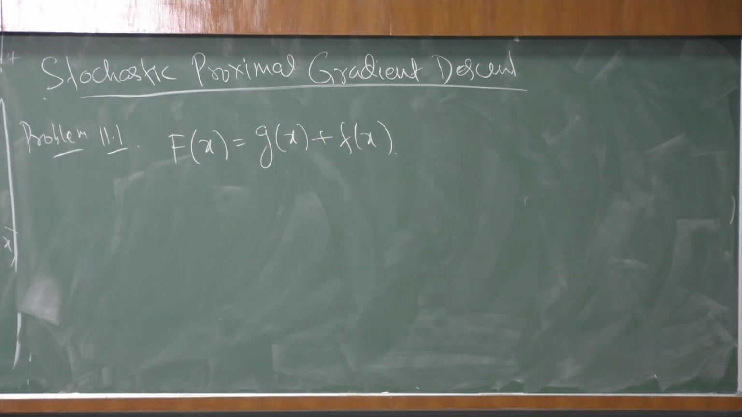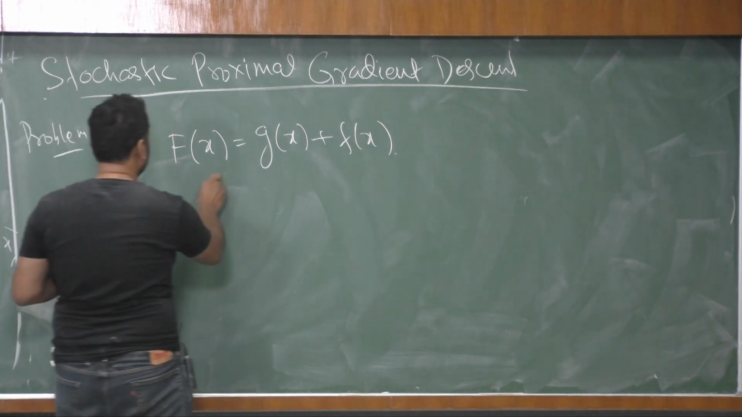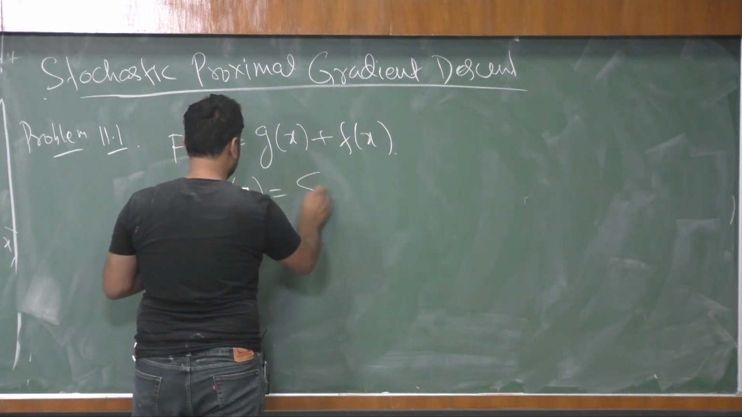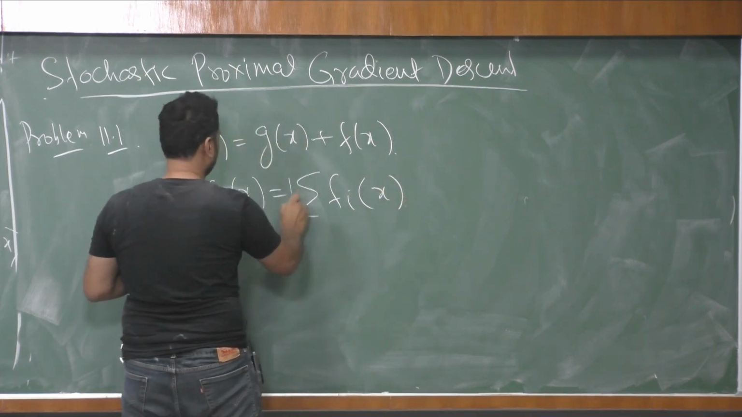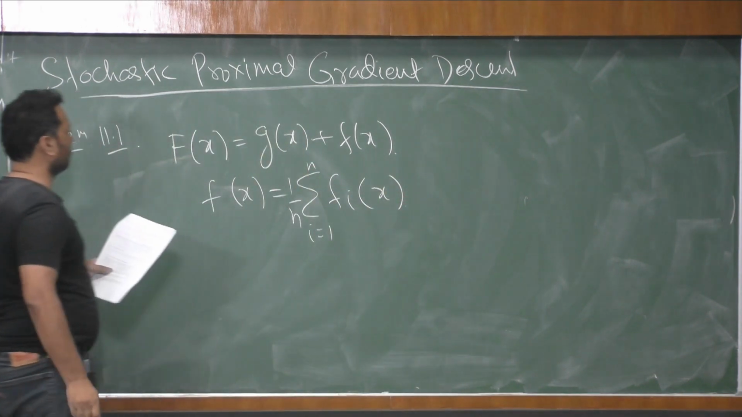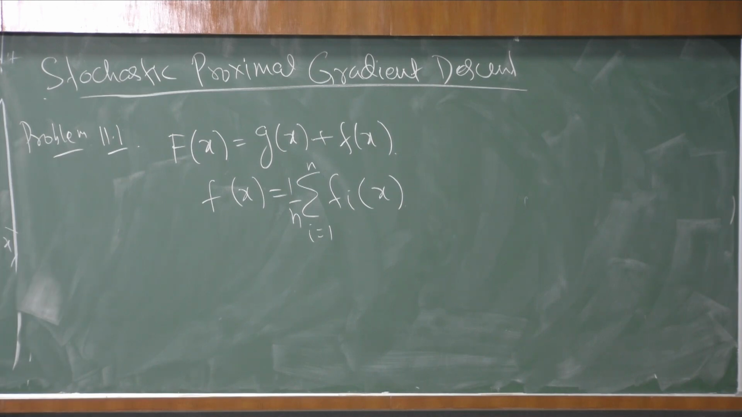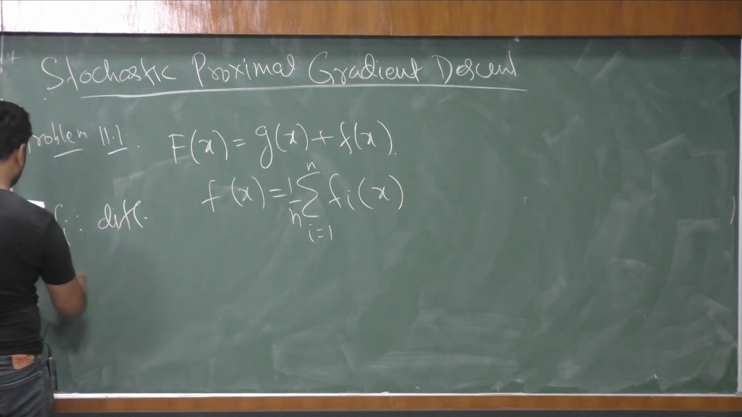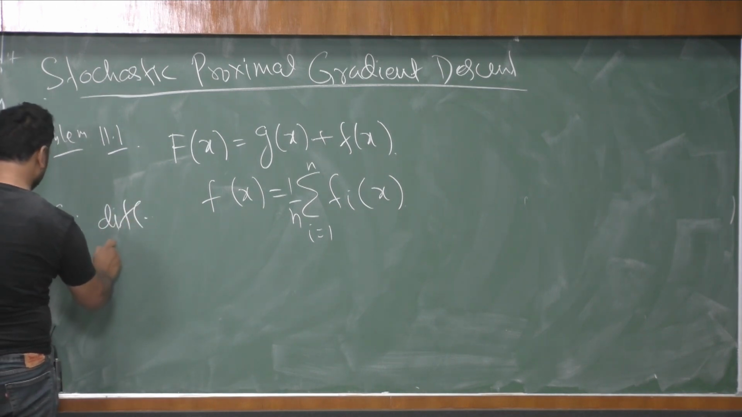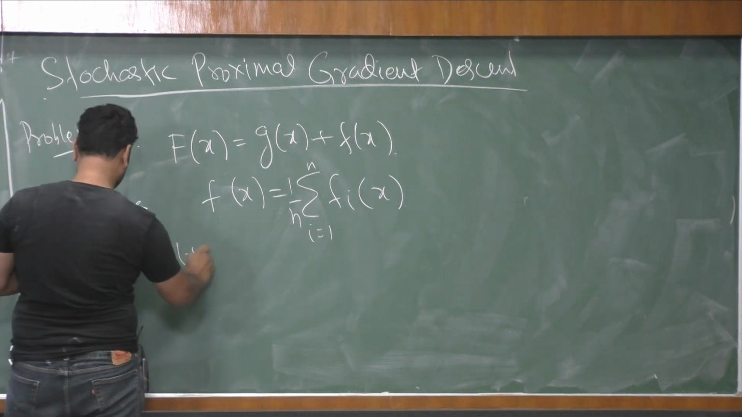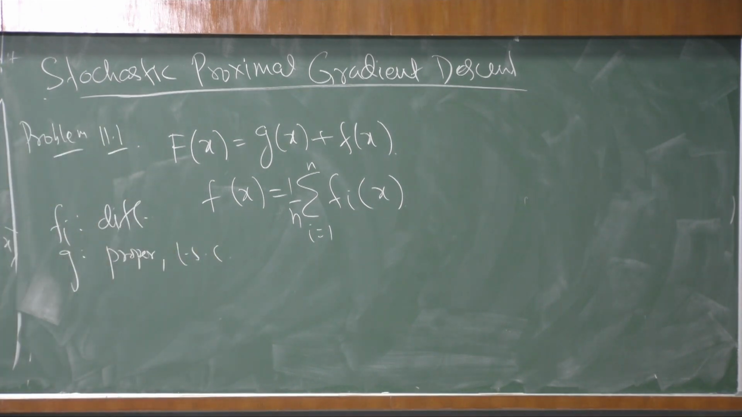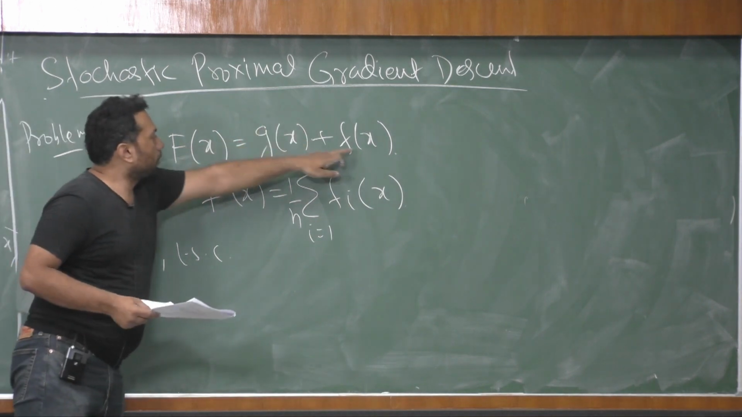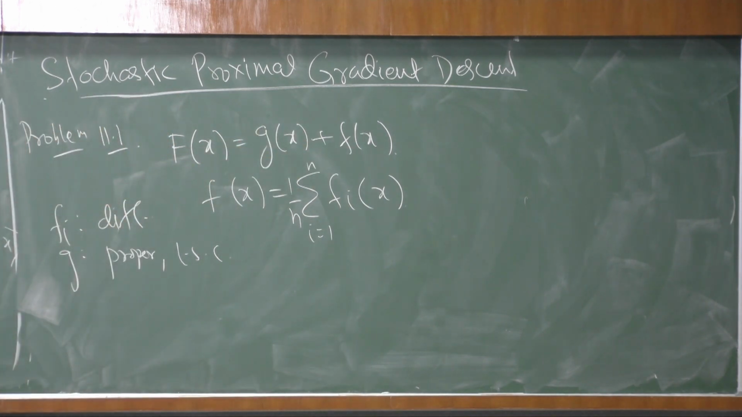This is the meaning of composite, where f is a sum of functions, 1 by n, i equals 1 to n. So this is the setting. This is the function we want to minimize. The f_i's are differentiable, and g is proper LSC. That's it. There is no convexity assumed for g. There is no differentiability assumed for g. So any non-smoothness you may have in a problem, if you can split it from the smooth part, then proximal is a good method to apply.